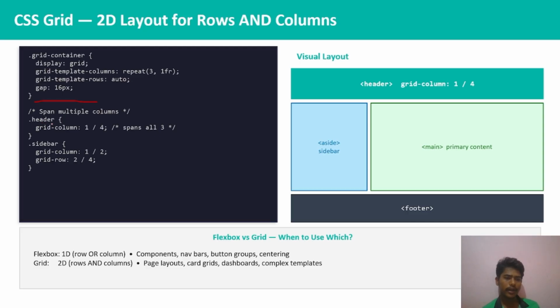Okay. Header: grid column 1 / 4, which is 1 by 4th of the space. You can understand this. Okay. Next, sidebar: grid column 1 / 2, and grid row 2 / 4. This is the visual layout.